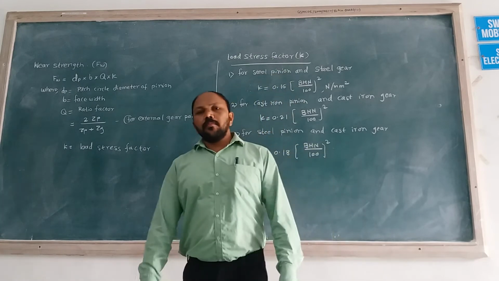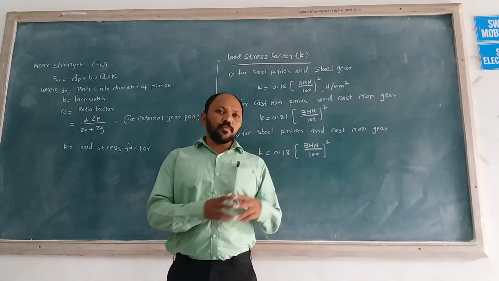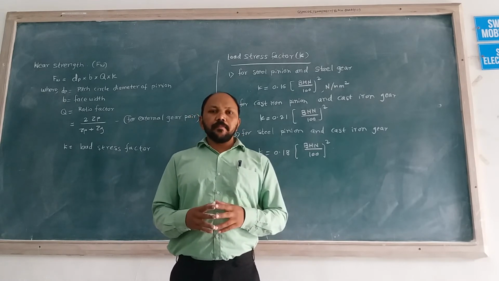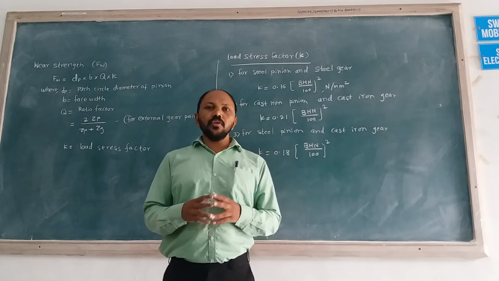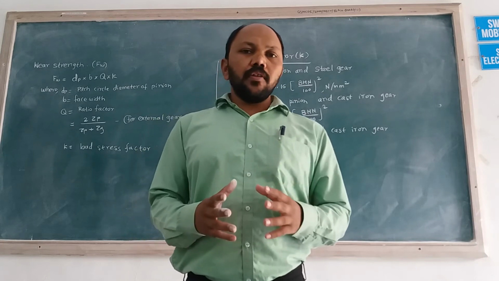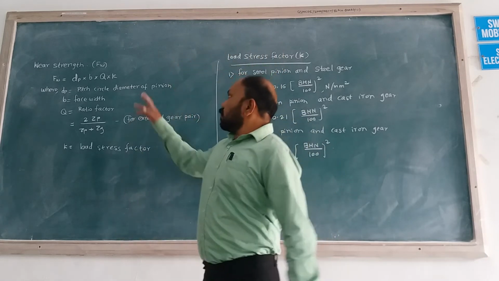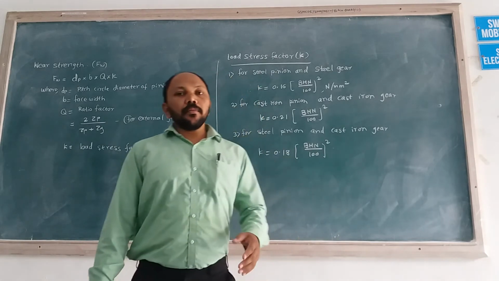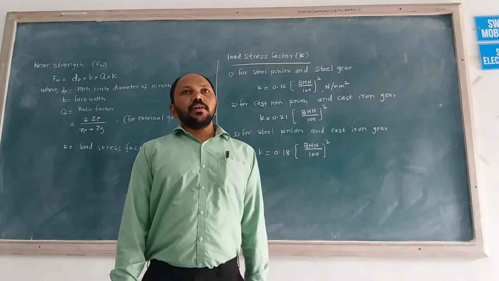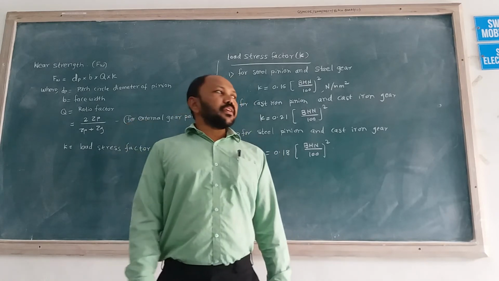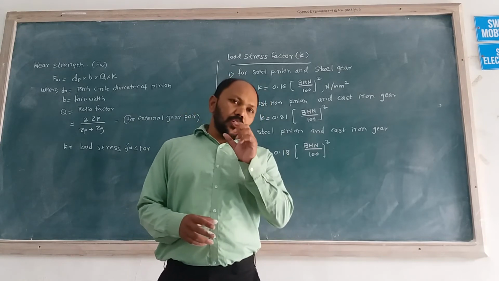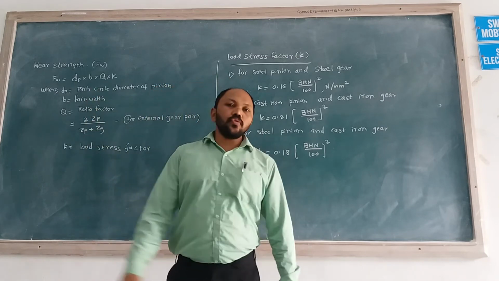Next, the criterion for failure of gear tooth is wear failure. In our first lecture, we already discussed that. A spur gear fails by two criteria, that is bending failure and wear failure. We already discussed bending failure, that is the beam strength equation. The beam strength equation is totally related to bending failure, and the wear strength equation is related to wear failure. This wear strength equation is Fw is equal to dp into b into Q into K.